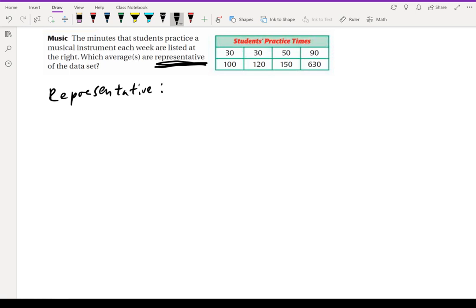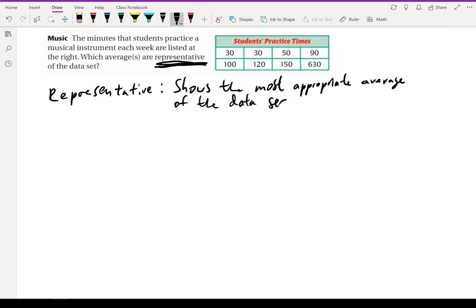Okay, what it means by best is that it shows the most appropriate average of the data set. Now, why do we need to know this? Once we find out the averages of this example, you'll then see. So let's get started.